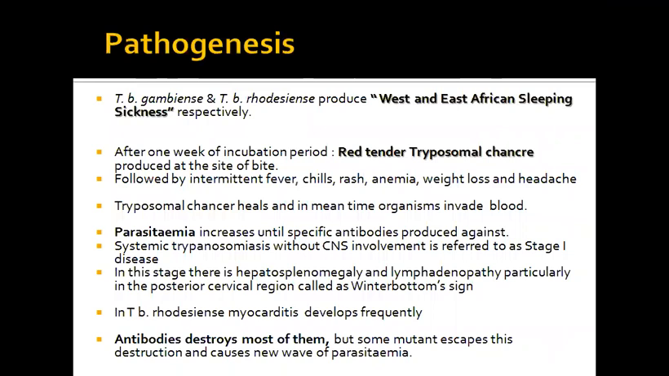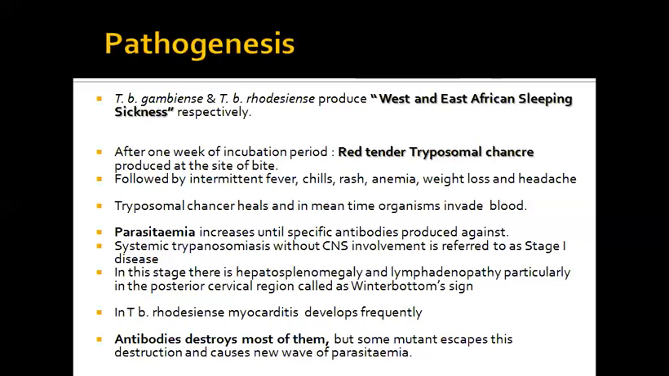Coming to the pathogenesis of Trypanosoma brucei gambiense and Trypanosoma brucei rhodesiense, they produce West African and East African sleeping sickness respectively. After one week of incubation period, a red tender trypanosomal chancre occurs at the site of inoculation, the site where the vector bites.